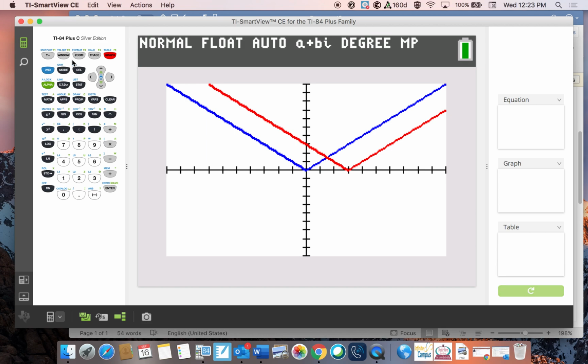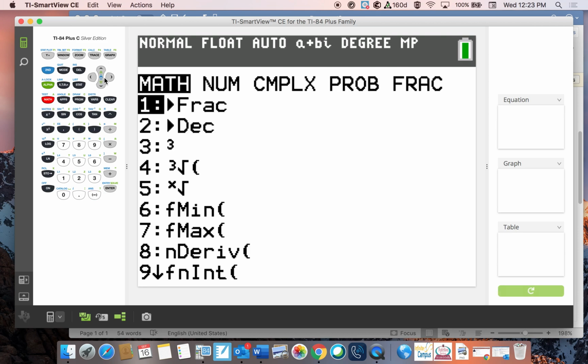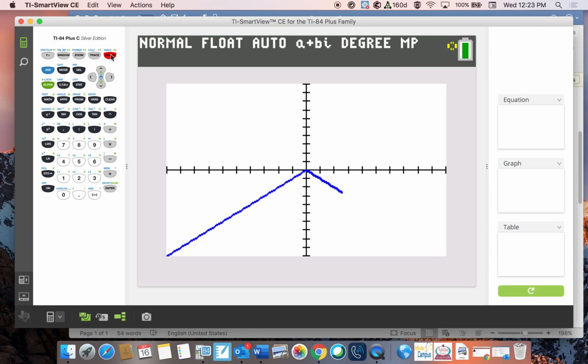So let's go here. I'm going to clear that off. I'm going to clear this one off. And I'm going to go negative. Remember, we got down low the negative sign. Negative, math. Let's work on our abs. And what that is going to do is going to draw us reflected over the x-axis.